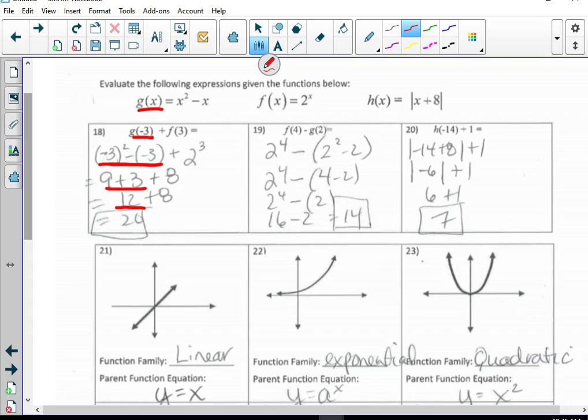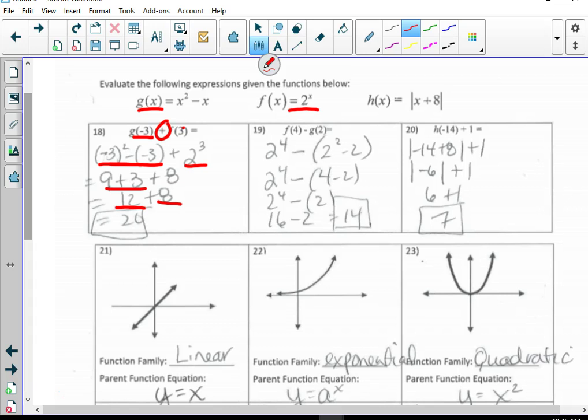We're also going to plug a 3 into F. Right there. So 2 to the 3, which is 8. And then at the last step, we add those two together and you get 20.